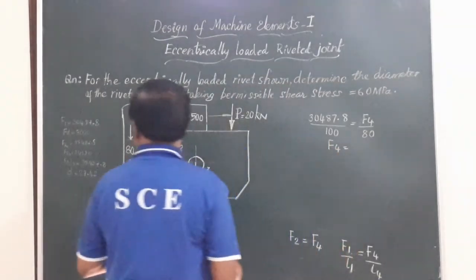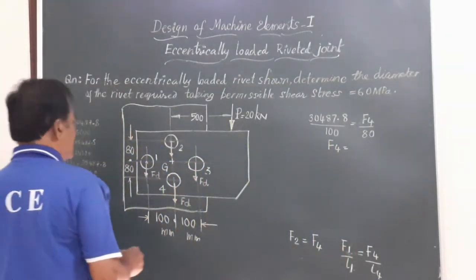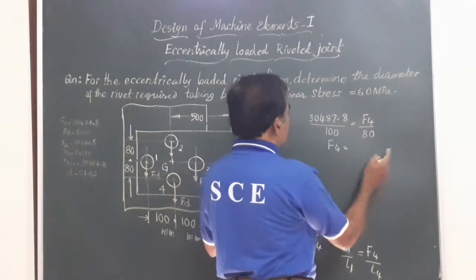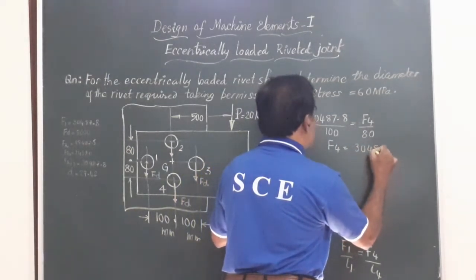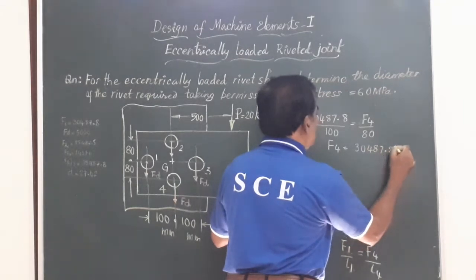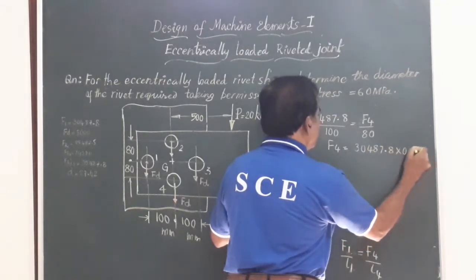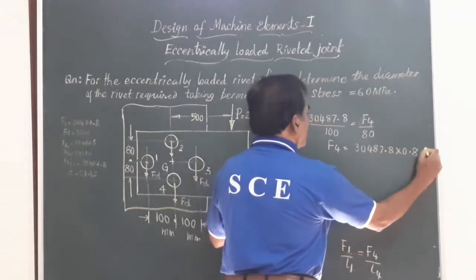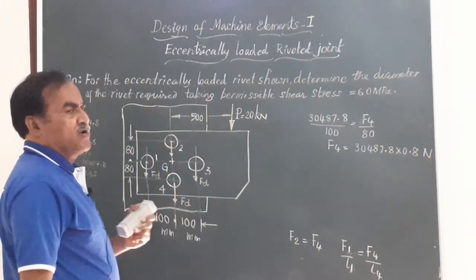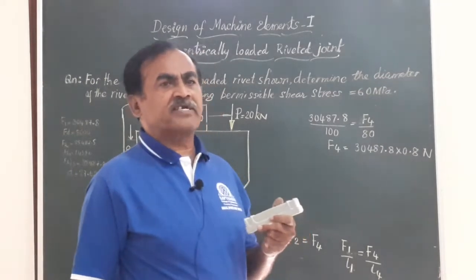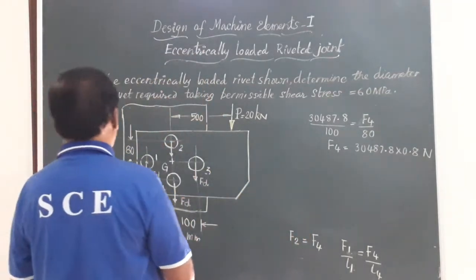F4 value works out to 80% of this. So that is 3487.8 multiplied by 0.8 is the value of F4, so many newtons. Friends, we have calculated all the secondary loads at rivet number 1, 2, 3 and 4.